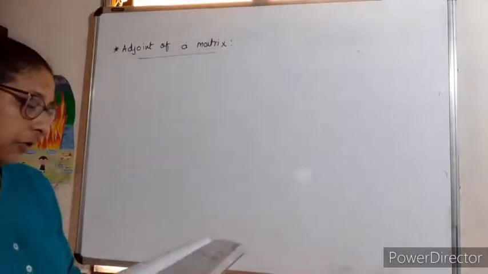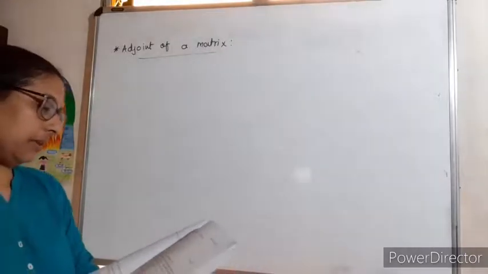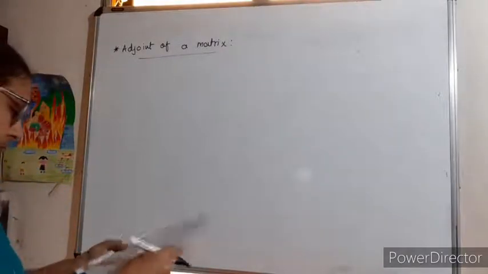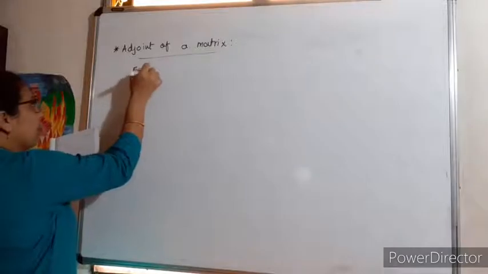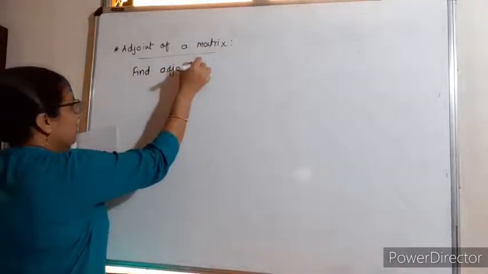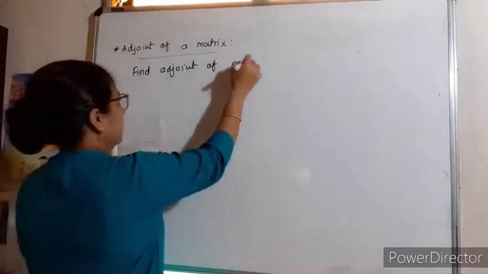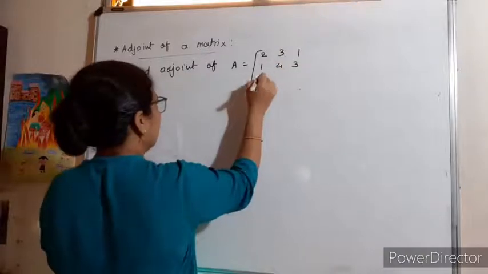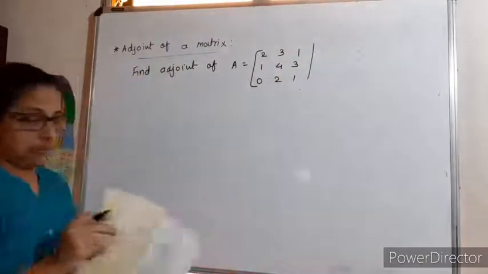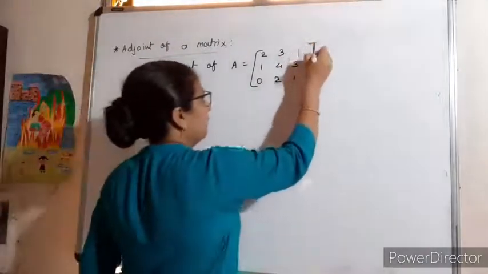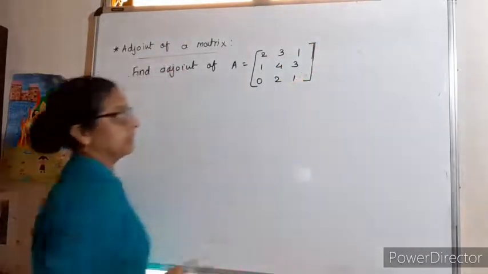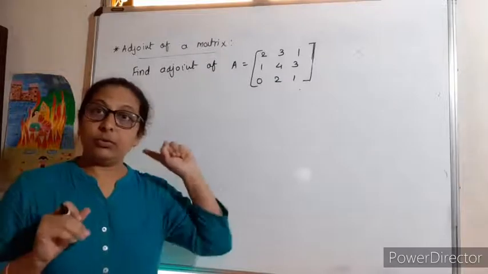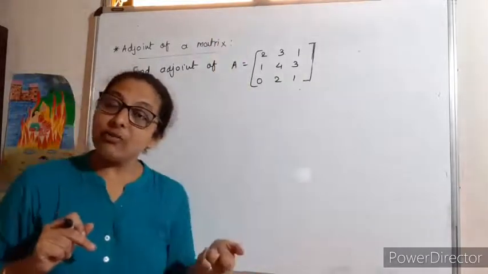Now, if you want to find the adjoint of 3 by 3 matrix, then find adjoint of 2 3 1 1 4 3 0 2 1. Okay, so here we will find the adjoint of 3 by 3 matrix. Now how to find? Again the same rule is here. Go through the row wise, write down the column wise.